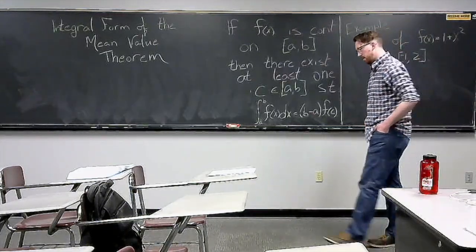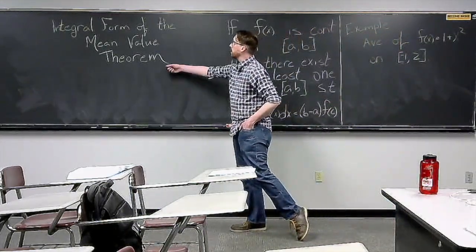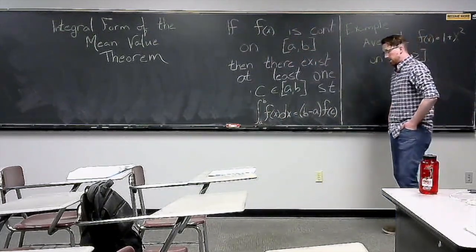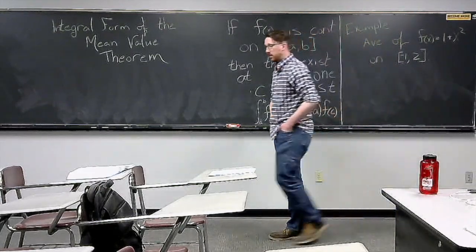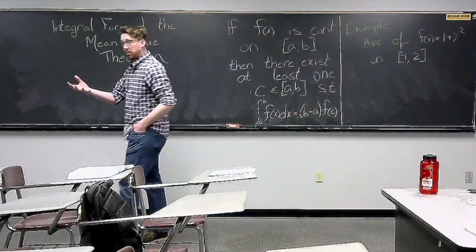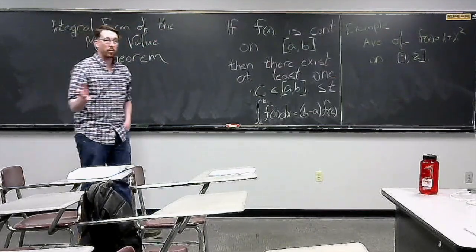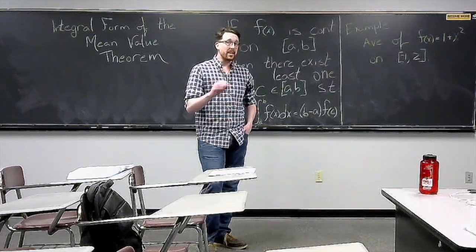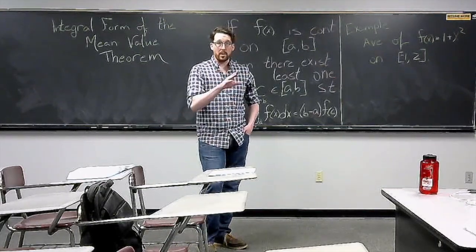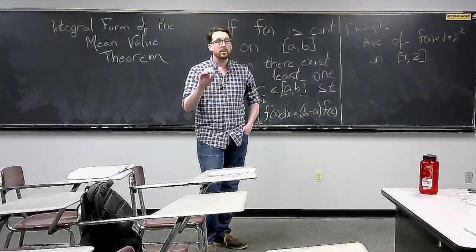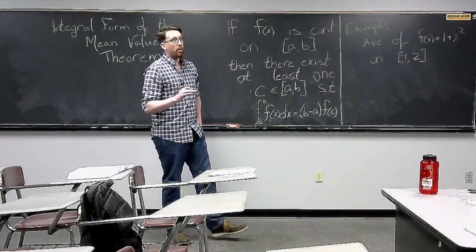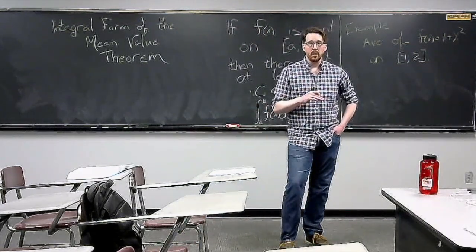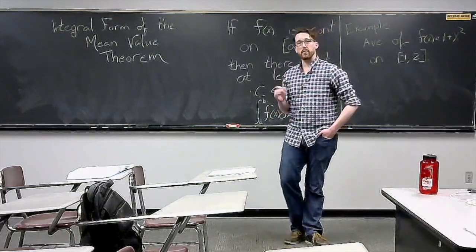All right, so the last thing I want to talk to y'all about is this integral form of the mean value theorem. What the integral form of the mean value theorem says is just that if you have a function that's continuous on some interval from a to b, then there is a c value between a and b such that f evaluated at c is equal to the average value of your function.